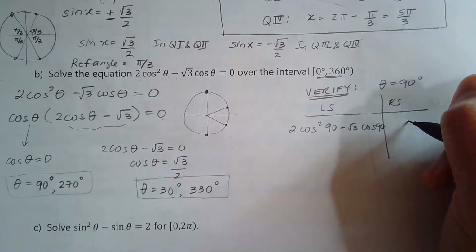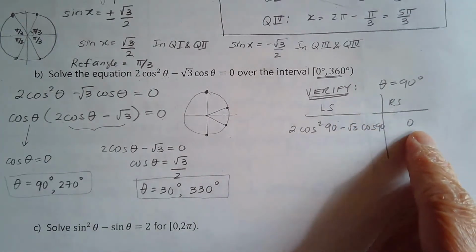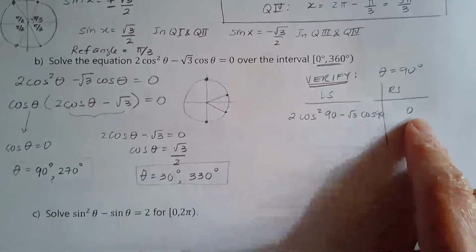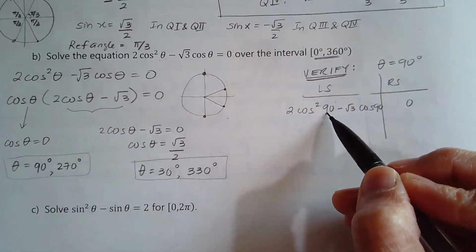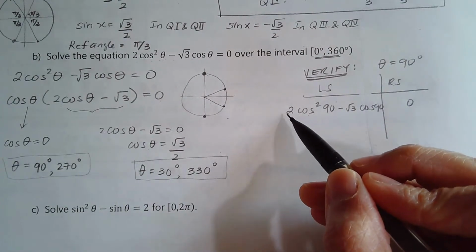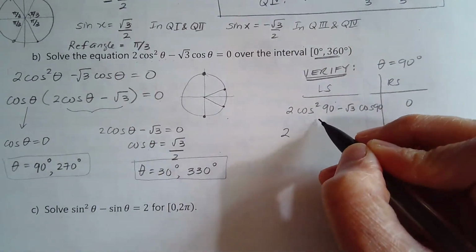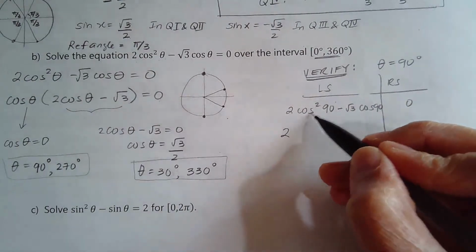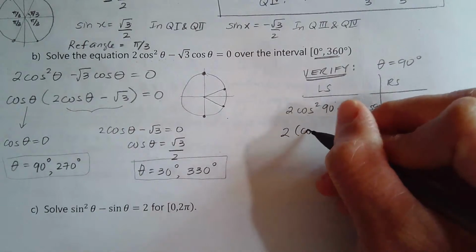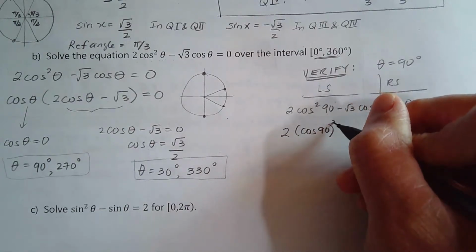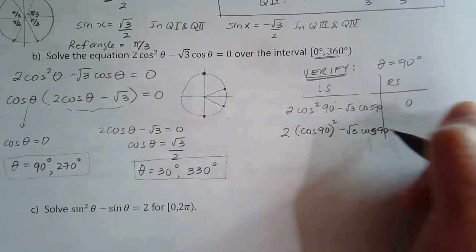And then the right side is going to be 0. So this one has to be 0 to see if our answer is correct. Okay. So 2 cos squared of 90. So what we're doing here is 2 cos squared of 90 means cos of 90 times cos of 90. I'll just write that down. Cos 90 all squared minus root of 3 cos 90.